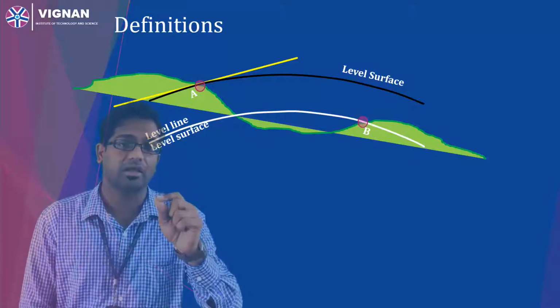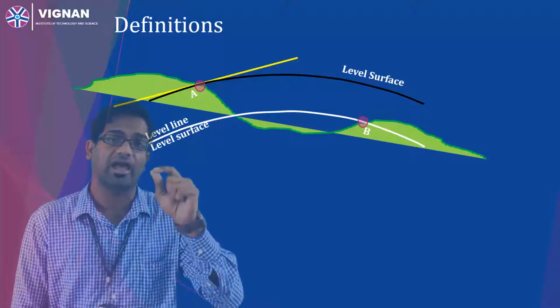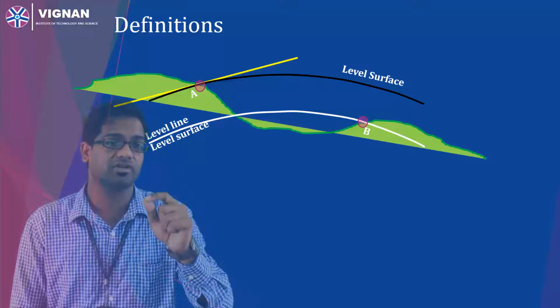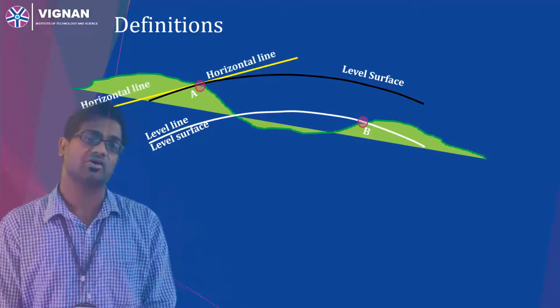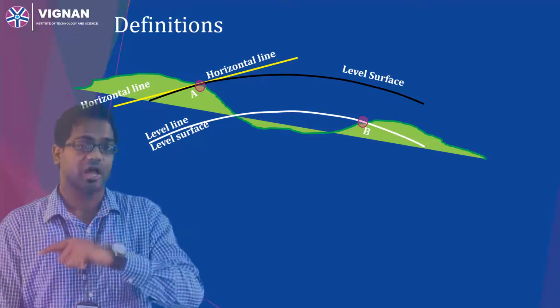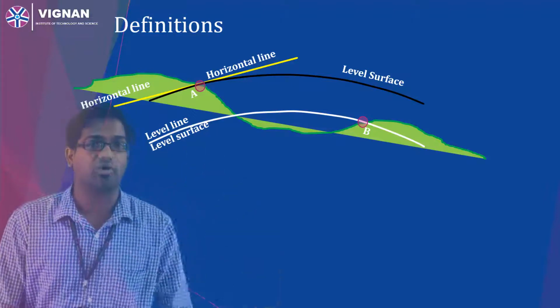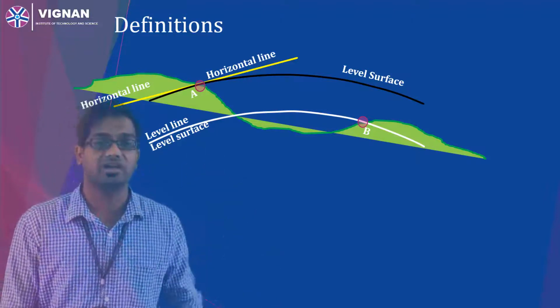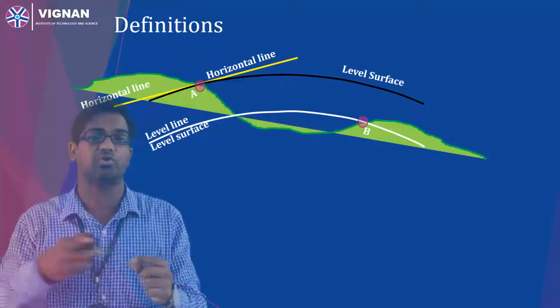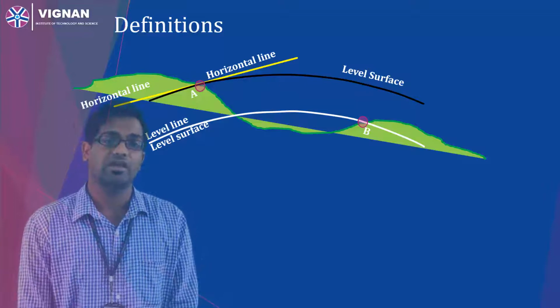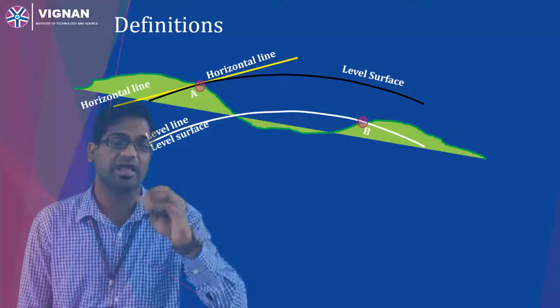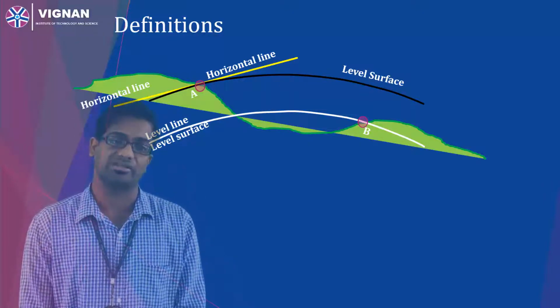A line which is drawn tangent to any ground point on the level surface is called a horizontal line. Now we are talking about a line in the shape of a circle, so there exists a tangent to it. If you draw a tangent to the level line, then that tangent is called a horizontal line.